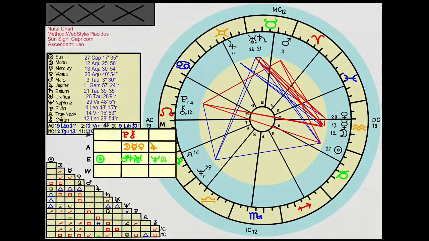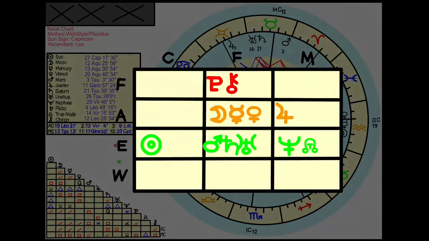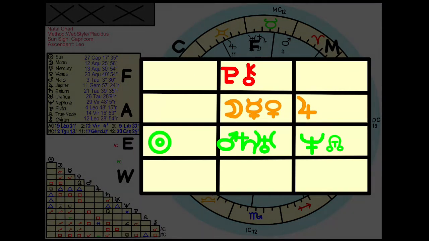The next box is actually a graph that displays the placement of the planets within the elements and qualities of the zodiac. For information on elements and qualities of the zodiac signs, check out my website, suprememoonbeam.com, or go to my YouTube channel and check out that content.